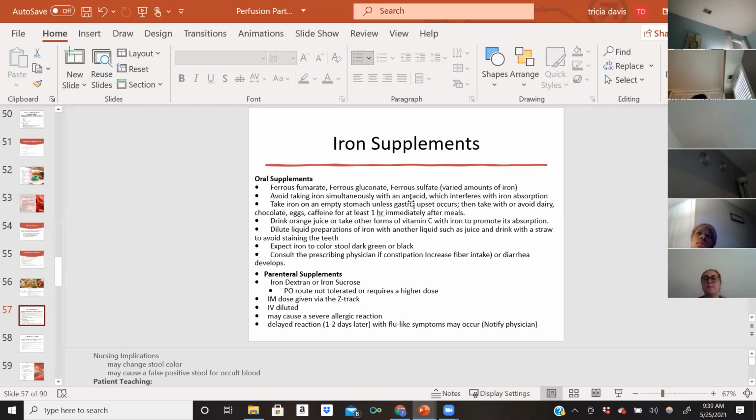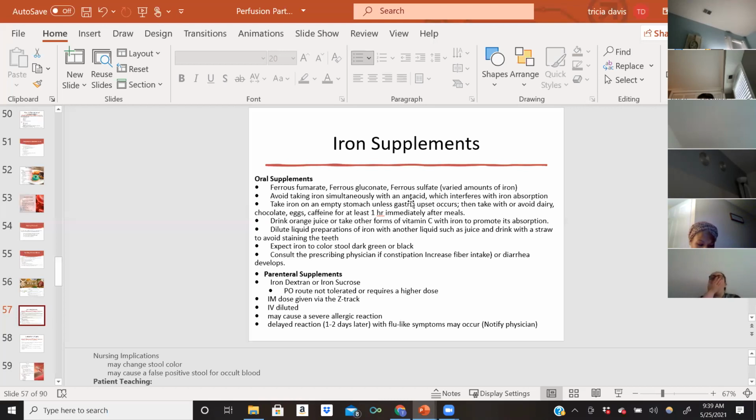Dilute liquid preparations of iron with another liquid, such as juice, and drink from a straw. So iron tastes awful, terrible. So I always like to put it in some type of juice, and I tell them that right up front that it doesn't taste very good. I'd like to put it in some type of juice. This is the type of juice I have. Which do you prefer? And then it will stain your teeth yellow. So give them a straw to drink it with.